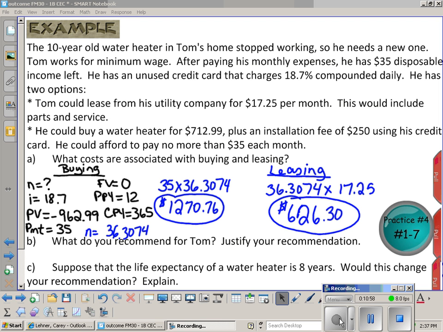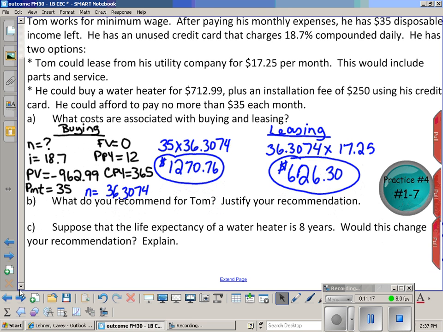Not only that, but then his monthly payment is only $17 versus the $35, so he's got some flexibility in his disposable income. However, after 3 years, he's going to have to continue leasing this water heater, whereas if he had bought it, he is now done with payments. So there's some things there for Tom to consider.